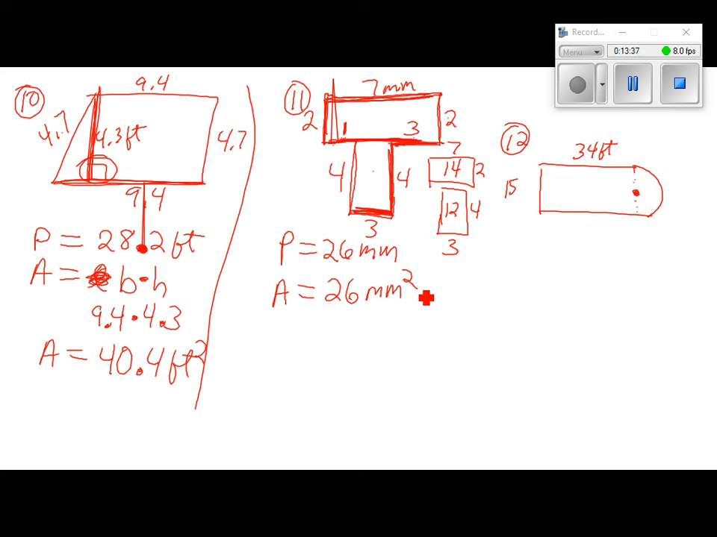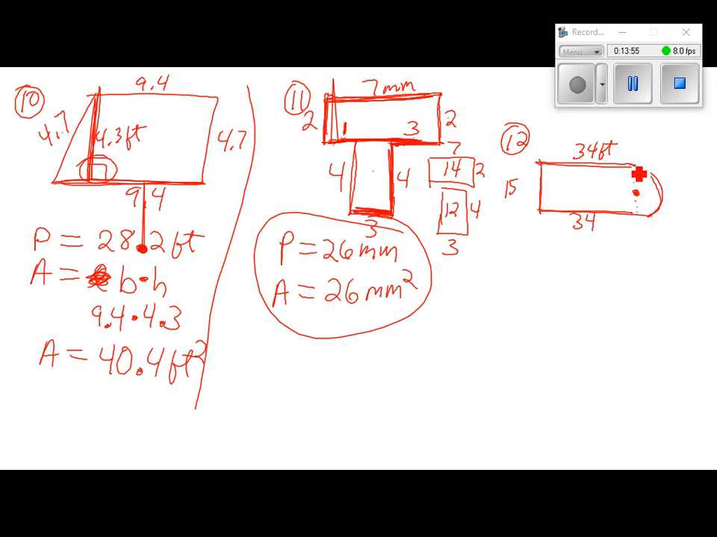Every now and then you get one where the perimeter and the area have the same number, but they're different units. Next one, number 12. To find the perimeter of this, we know that this part is 34, this part's 15, that part down there has to be 34, but we don't know this.